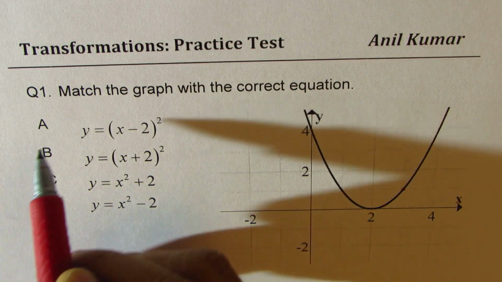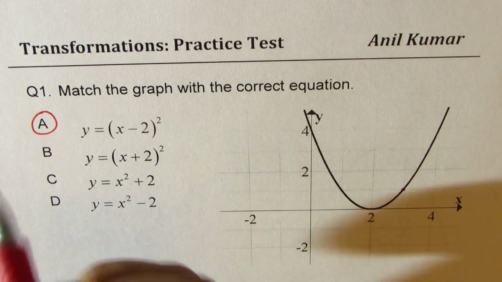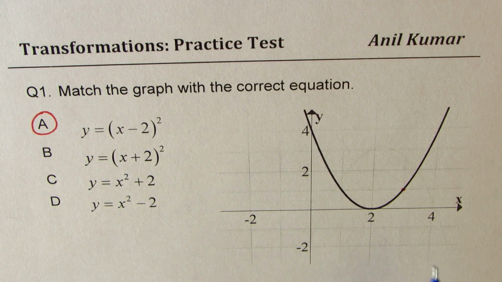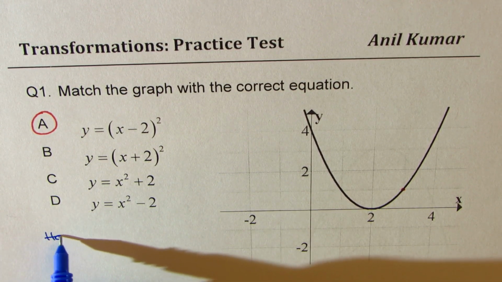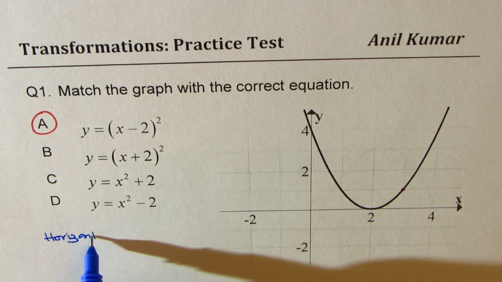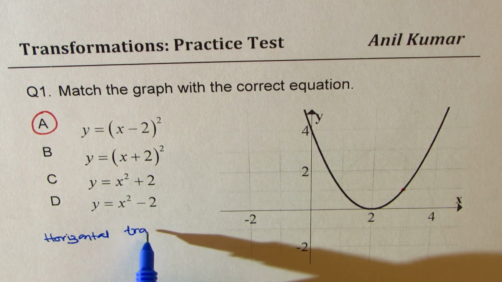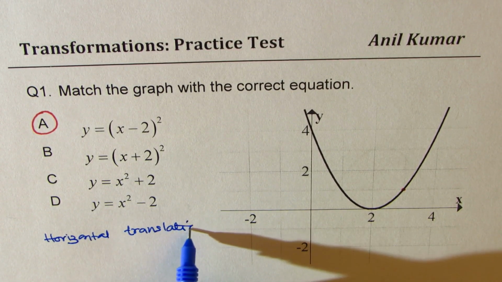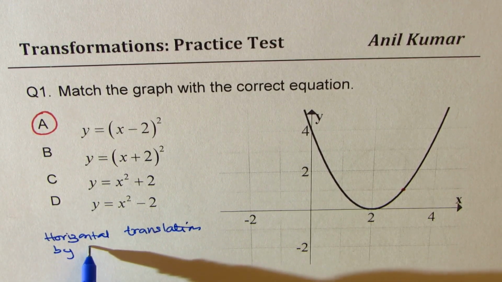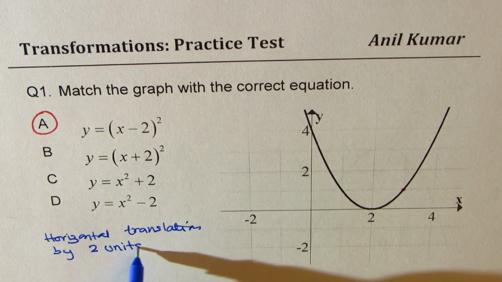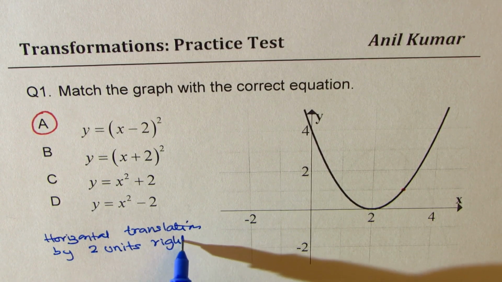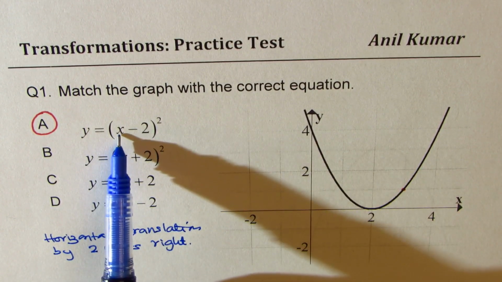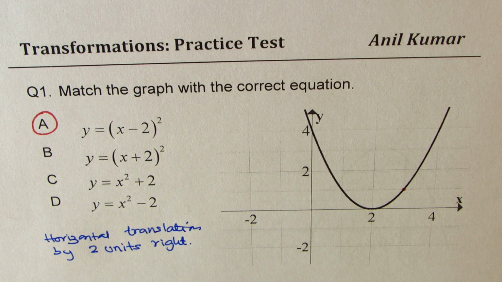So what we have here is equation A, which reflects the position, which is horizontal translation by 2 units right. So if I substitute 2 here, we get 0. Do you see that? 2 minus 2, and that matches with your x-intercept. And if you substitute x equals to 0, you get the y-intercept of 4.